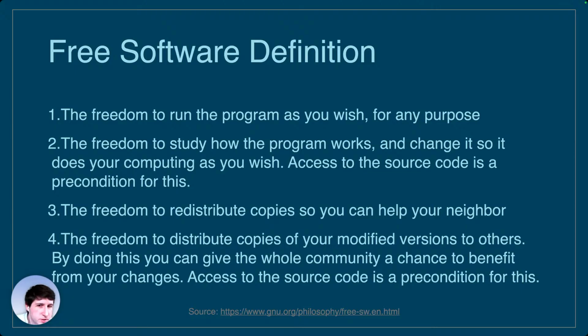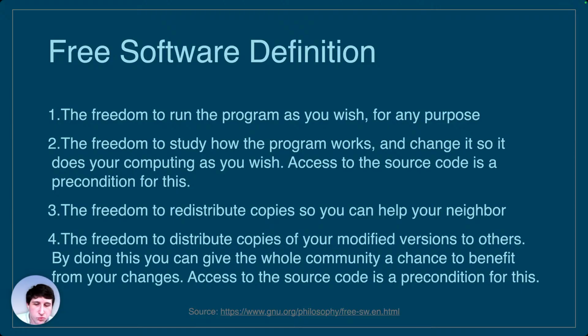The first is the freedom to run the program as you wish for any purpose. So if I obtain a copy of the software, I can use it for anything that I want. The second is the freedom to study how the program works and change it so you do your computing as you wish. Access to the source code is a precondition for this. This is the part that most people just think of. Out of the four of these, it's really number two that most people think of when they think of open source. This is saying I have the ability to see the source code and to change the source code. But that's actually not enough for the software to be considered free software. We need actually all four of these.